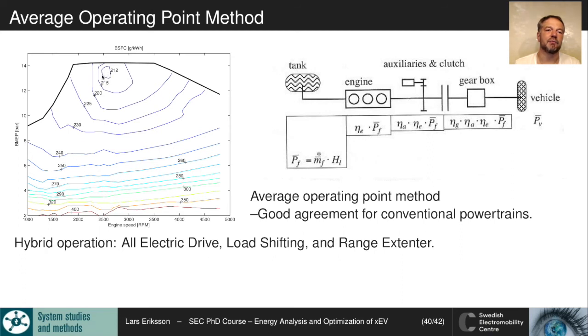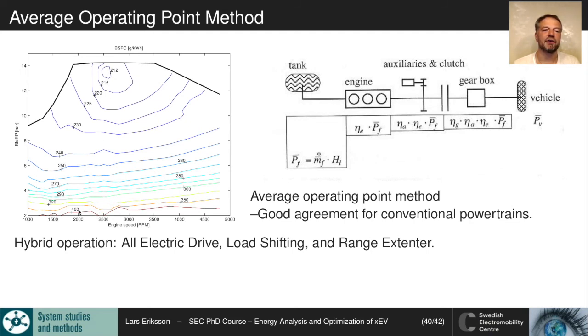When we use hybrid operation, like all electric drive, load shifting and a range extender, we would like to place the engine, so when we're running it, we would like to have it operating at its maximum point. And when we don't need the engine, it's better to turn it off, because then we're not consuming any fuel at all. So that is the basic thinking behind the range extender. We do all electric drive, and when we need the extra energy, we run the combustion engine in the most efficient points.